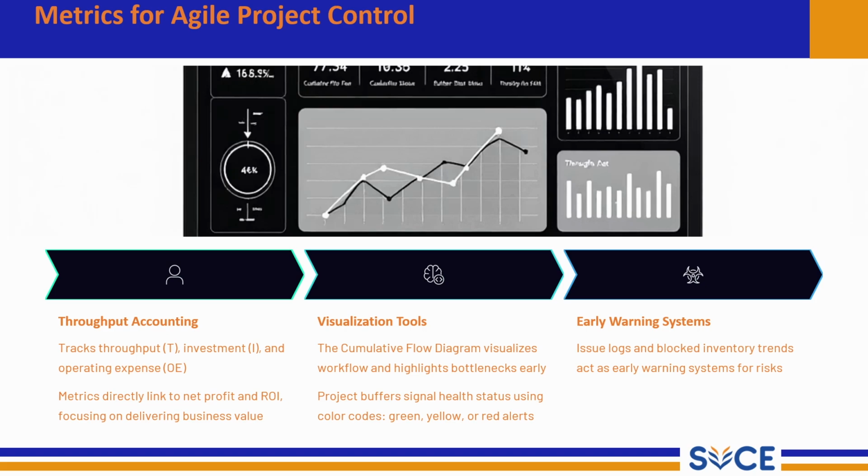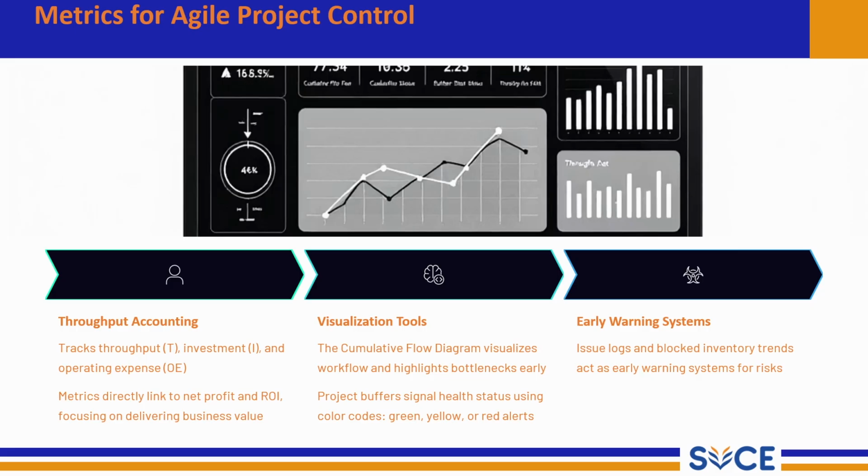Here, number one is throughput accounting. Throughput accounting tracks three key financial metrics, that is, throughput, investment, and operating expense. Instead of focusing on cost cutting, this method focuses on how efficiently value is delivered. These metrics are directly linked with business outcomes like net profit and return on investment, helping teams align development with the business goals.